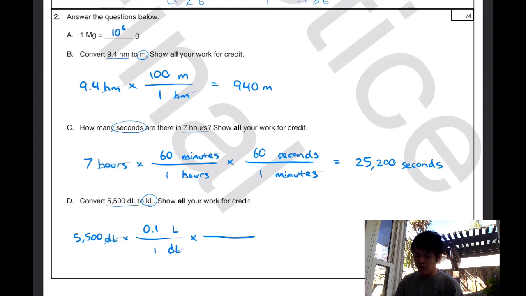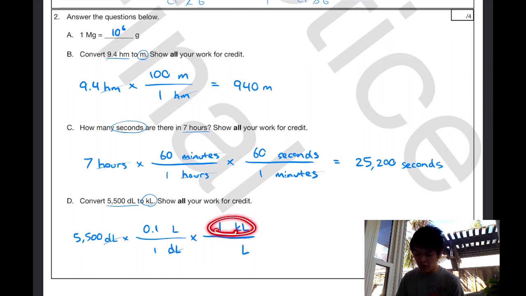The unit that goes on the bottom is liters, because that's the one that we're starting from here. The unit that goes on the top is a unit that you're trying to convert to. We are trying to convert to kiloliters. The hint was to write a number 1 in front of the unit that has a prefix, which would be kiloliters in this case. So 1 kiloliter.